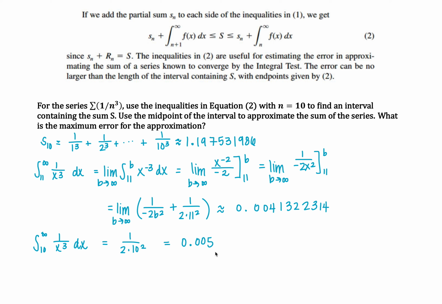So now that we have all of that out of the way, we can find an interval containing the actual sum of the series. So using this equation 2, we can say that the sum of the series is between the 10th partial sum and the integral from 11 to infinity of 1 over x cubed dx. And then on the other side, we've got the nth partial sum plus the integral from 10 to infinity of 1 over x cubed dx.